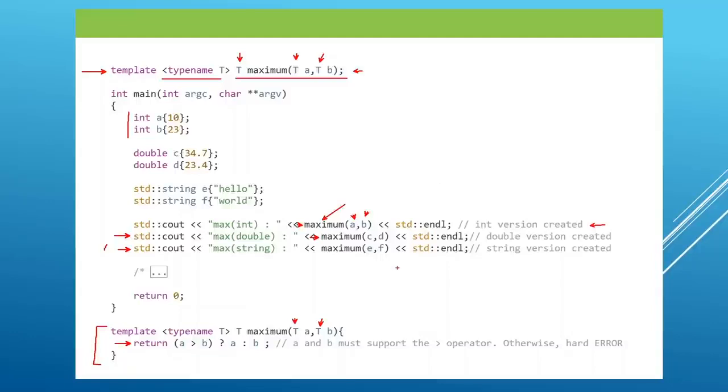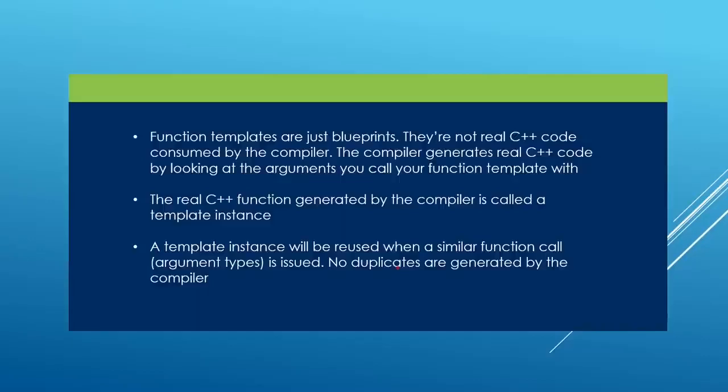And this is really all function templates are all about. They give you a mechanism to set up a blueprint for your function, and then the compiler is going to generate actual functions based on what you call in your C++ code. Okay, we have said this, but I want to emphasize this again. Function templates are just blueprints. They are not real C++ code.